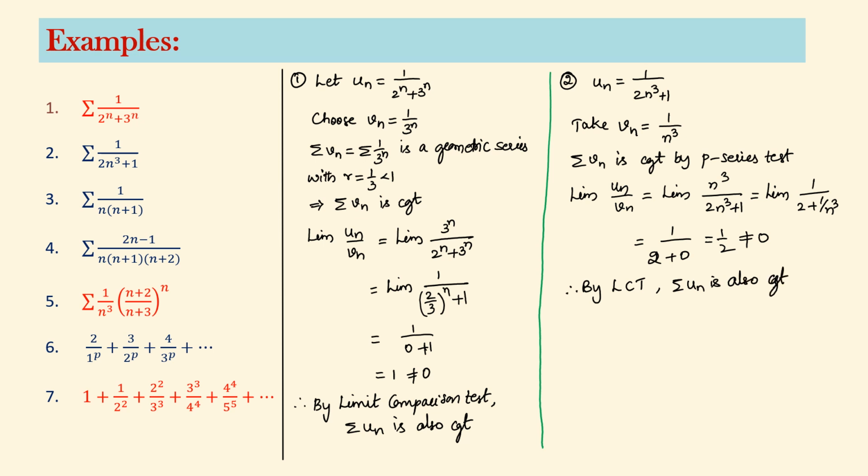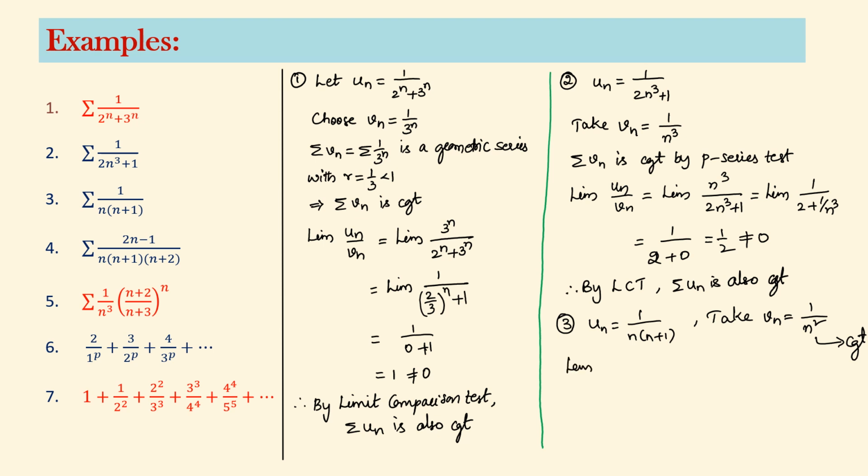So what about the third one? Let us write directly. Third one. Now this is our Un. Un is equal to 1 by n into n plus 1. What will be our Vn? Take Vn equal to 1 by n square: in the numerator, there is no n, and in the denominator, the highest power of n is n square. So this is convergent by the p series test.